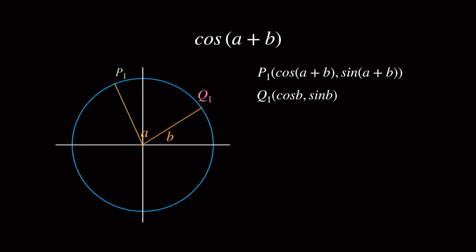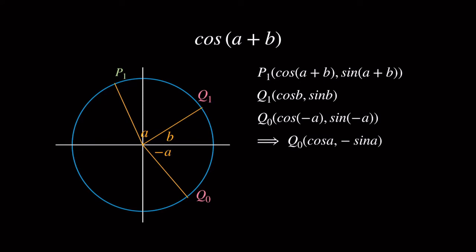Okay, so for now we don't really see any relations, but notice that we have cos b and cos(a + b). So having cos a may also be useful. And we can have cos a by constructing another line with angle negative a, and we can call that point Q0. Q0 will be (cos(−a), sin(−a)), and using the even and odd identities, we can simplify it to (cos a, −sin a). Finally, we can note a final point called P0 at the (1, 0) point, and we can label the center of the circle O for reference later on.